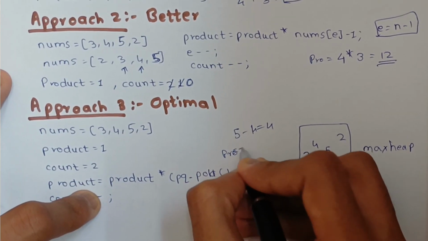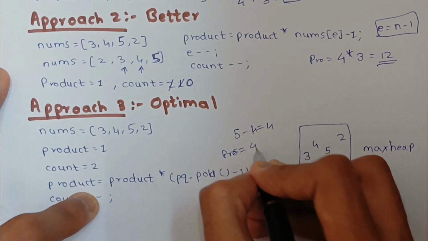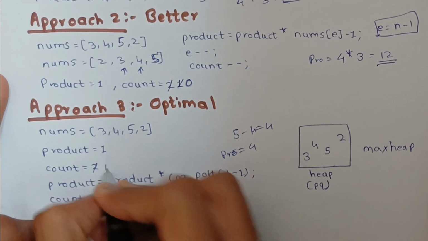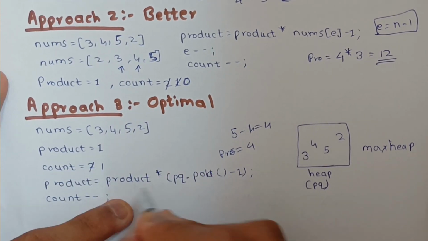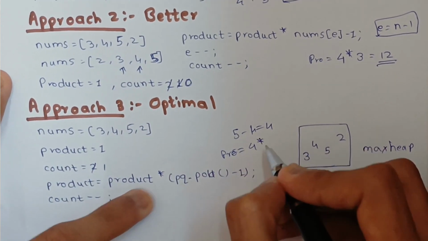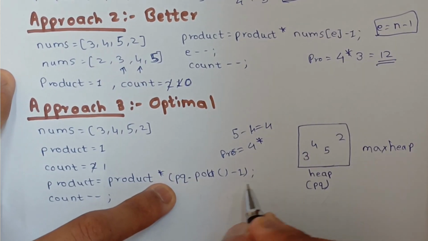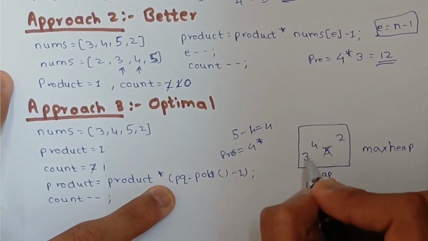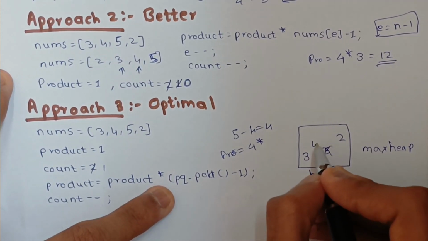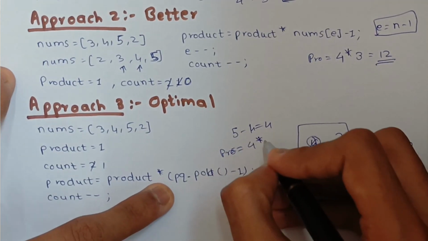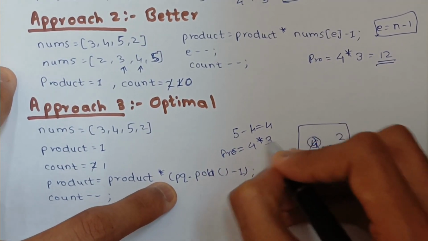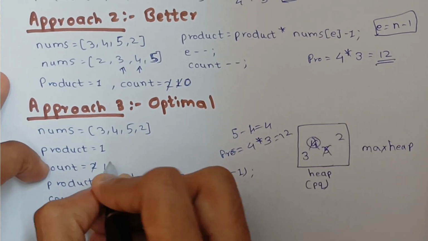Okay, because at starting product is 1, so 1 into 4 is 4, and count will be decremented. Now count is 1. Again we will iterate and we will come here, product into, means 4 into pq dot poll minus 1. Now 5 is gone. Now 4 is the largest element in this heap, so 4 will be popped out, and 4 minus 1 is equal to 3, 4 into 3 which is equal to 12, and again count will be decremented.